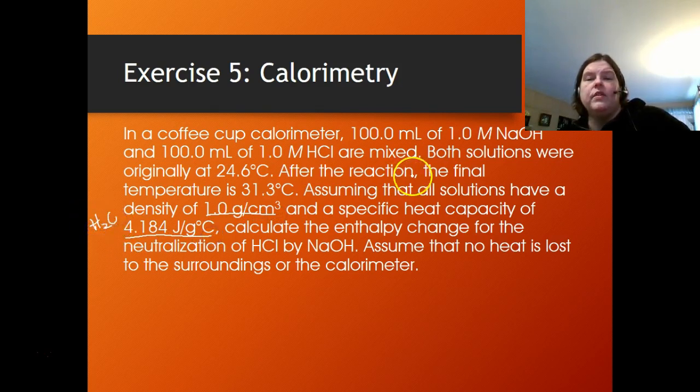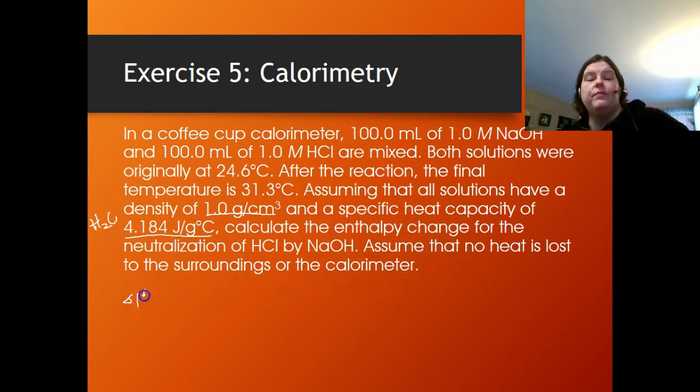Now notice, these two values are of pure water. But neither one of these solutions is really a pure substance. They're mostly water. So when we have solutions, we are going to assume conditions of water, almost always. Even if it's not given to you, if you have solutions that are 1 molar or less, we assume conditions of water: 1 gram per milliliter density, 4.184 specific heat. Calculate the enthalpy change for the neutralization of HCl by NaOH. Assume that no heat is lost to the surroundings or the calorimeter.